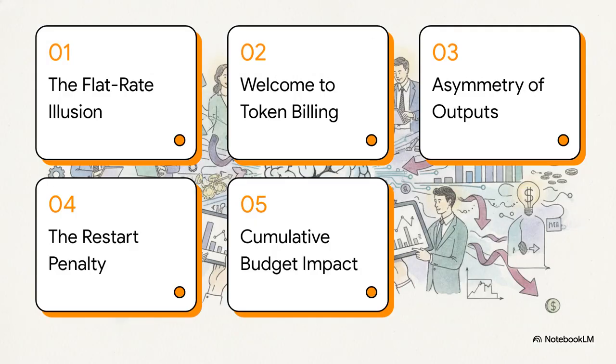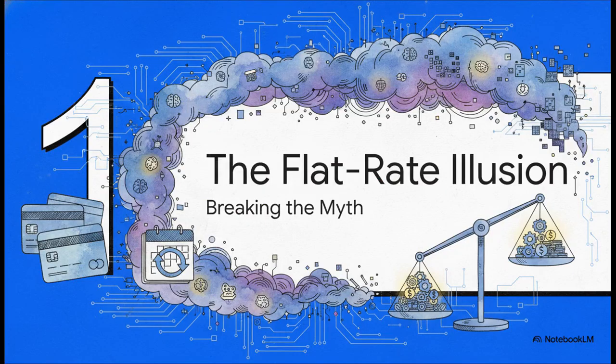Here's our roadmap for today's module. First, the flat rate illusion. Then, welcome to token billing. Third, the asymmetry of outputs, followed by the restart penalty. And finally, cumulative budget impact. Section 1, the flat rate illusion, breaking the subscription myth.